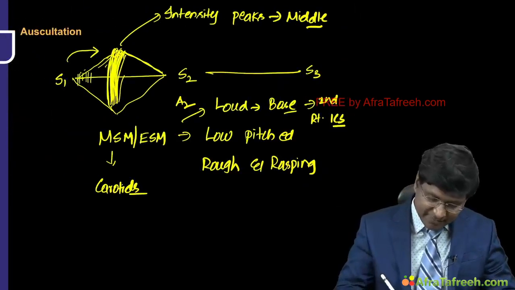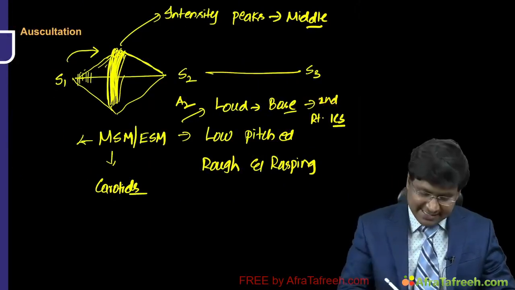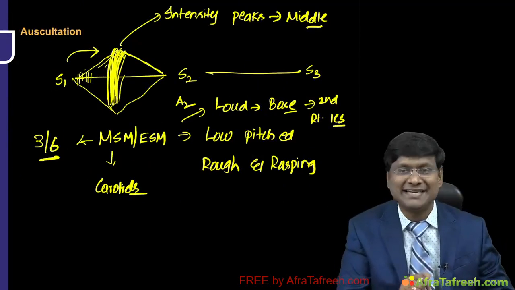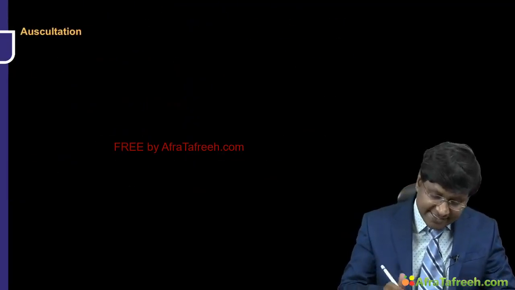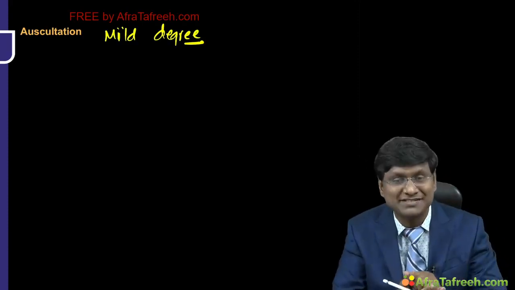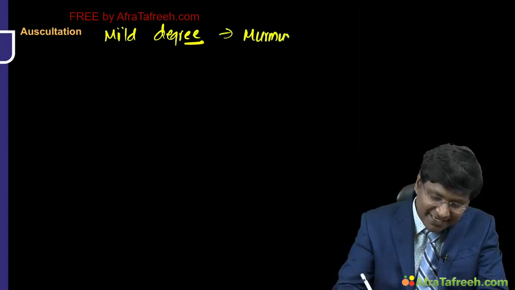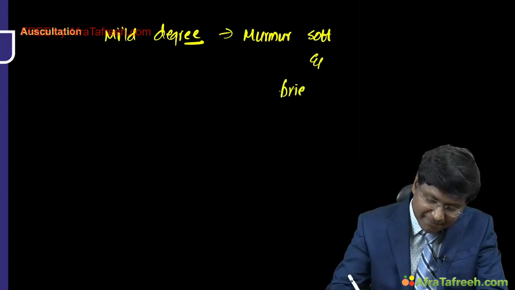And this particular murmur, the ejection or mid systolic murmur, what is the grade? The grade is at least 3/6, right? At least 3/6. Then you have to understand that if there is a mild degree of obstruction, then in such a case, how will the murmur be? The murmur will be soft, and the murmur will also be brief.